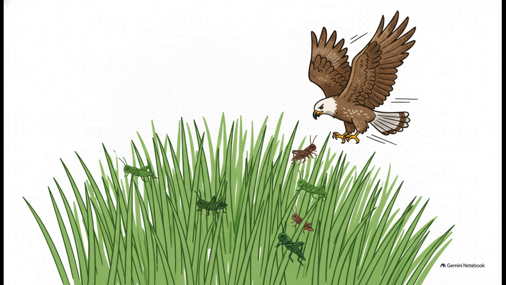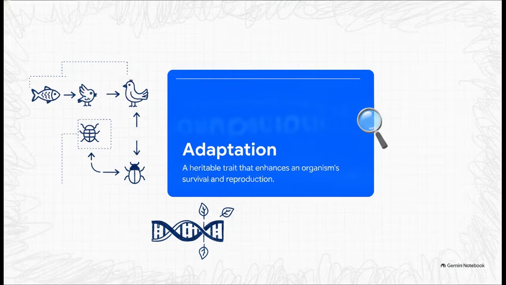Nature didn't consciously design them to be green, it simply filtered out the brown ones. So the crucial point here is this. The resulting upgrade from this continuous process of natural selection is called an adaptation. An adaptation is a heritable trait that specifically enhances an organism's ability to survive and reproduce in its particular environment. It's the direct, tangible outcome of nature's rigorous filtering process.